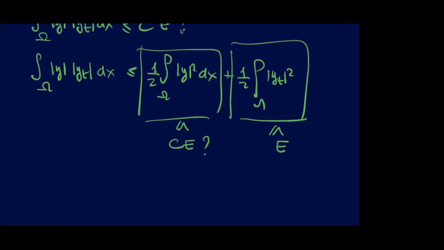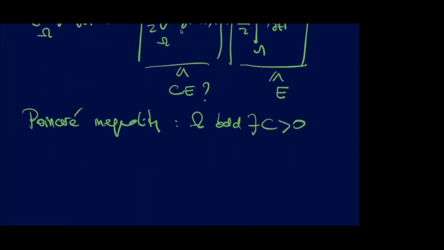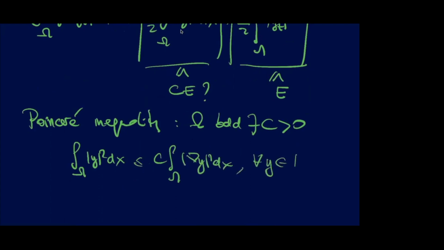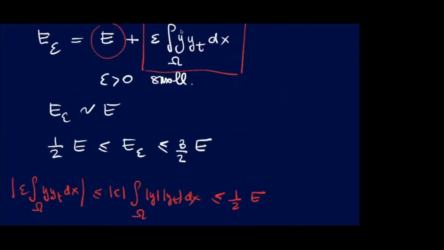I could use the Poincare inequality. And the Poincare inequality says that when omega is bounded, there is indeed a constant c, so that the integral over omega of y squared is less than c times the integral over omega of gradient y squared for all y in H10 of omega. So that's it. So the first goal is achieved.